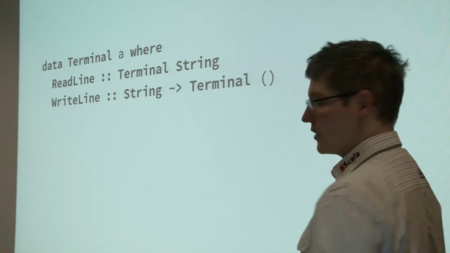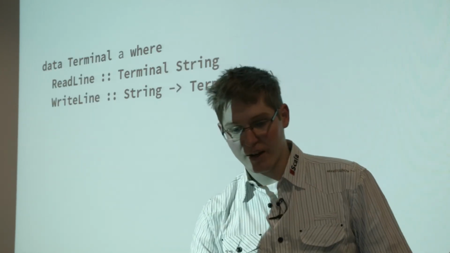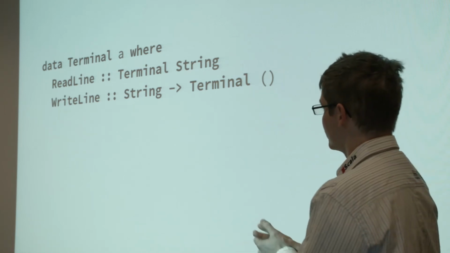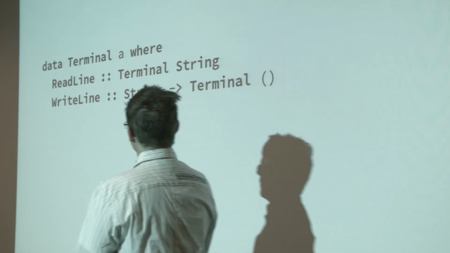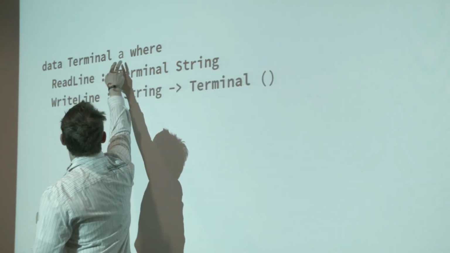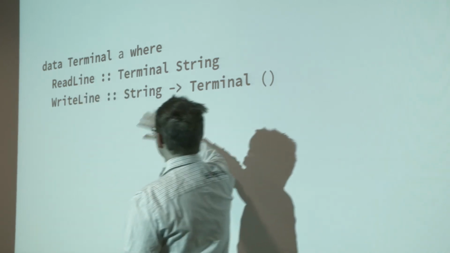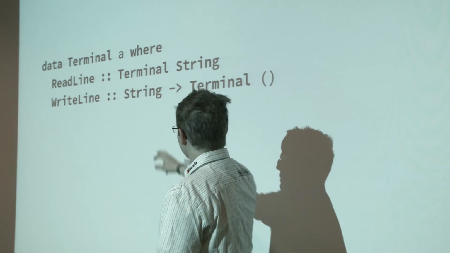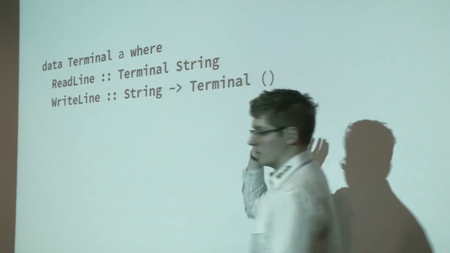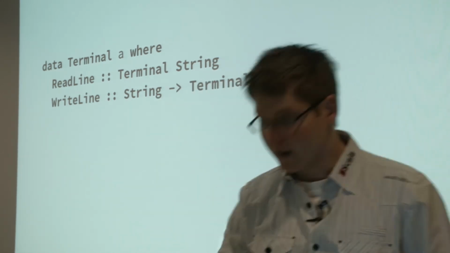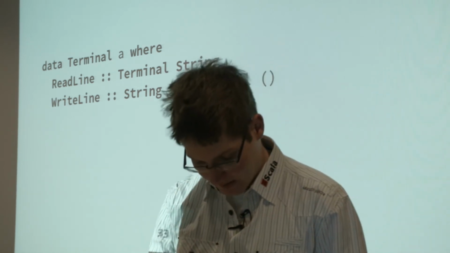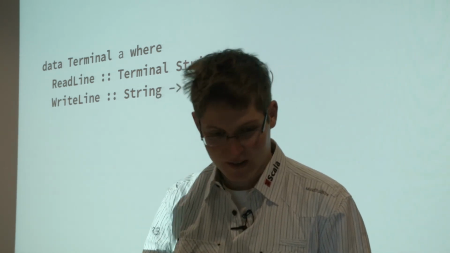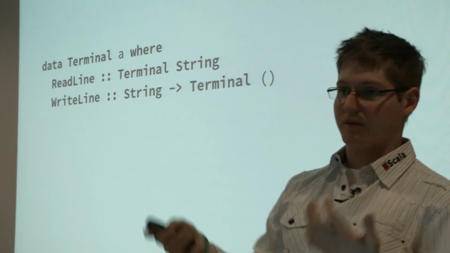So we have just this small data type here. And this is really similar to this data type we've seen earlier. We have something for terminal computations. It produces some value A. And what can we do here? We can read a line, which will give us a string, and we can write a line, which takes a string and gives us some unit back. And that's really it. Now we just need to do something with that. I mean, this data type by itself doesn't do much, so more demo code.